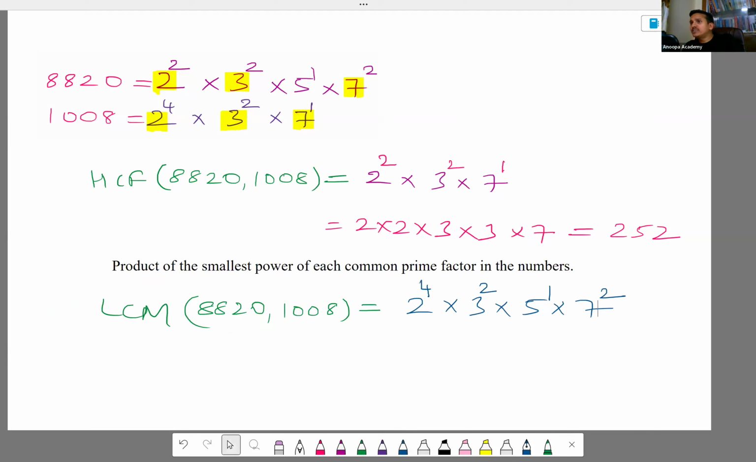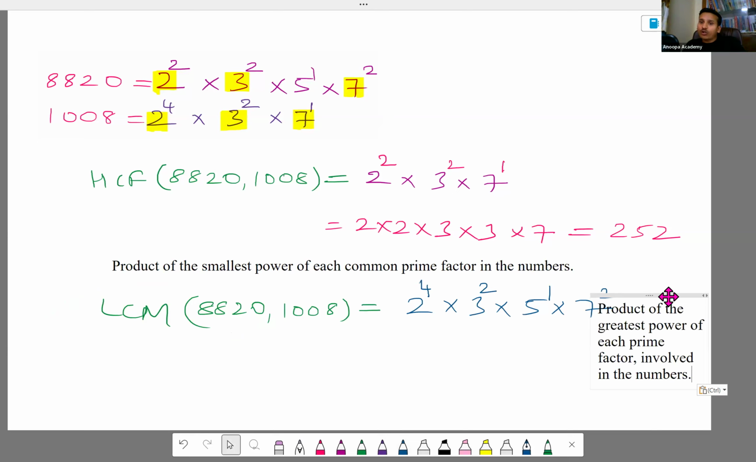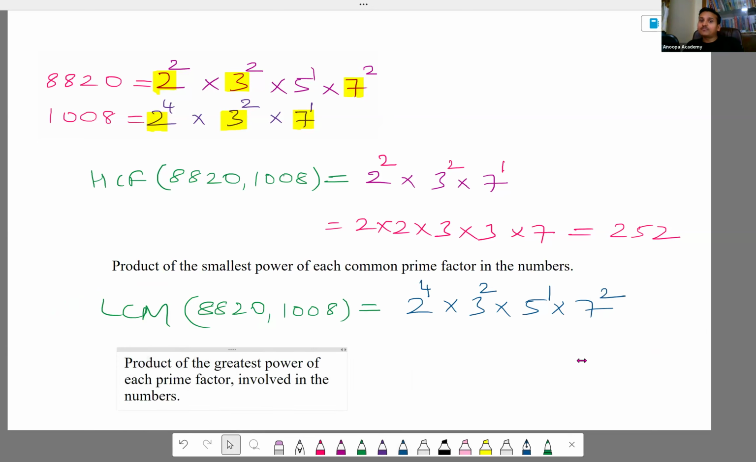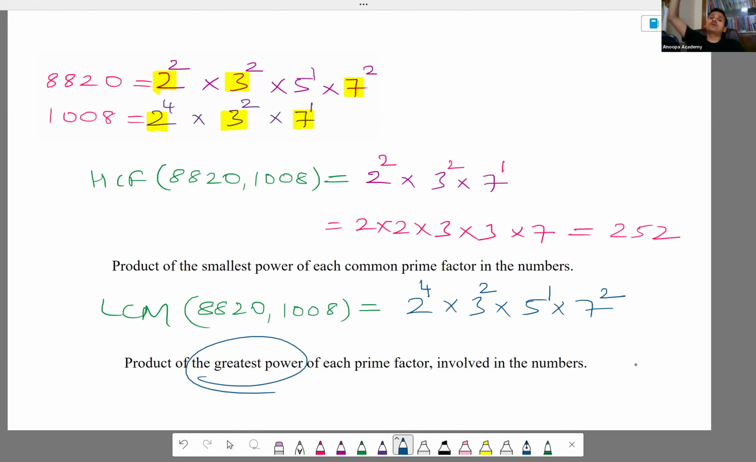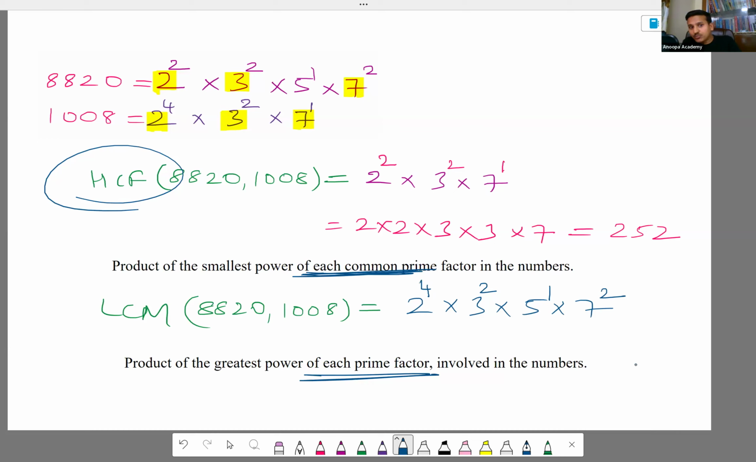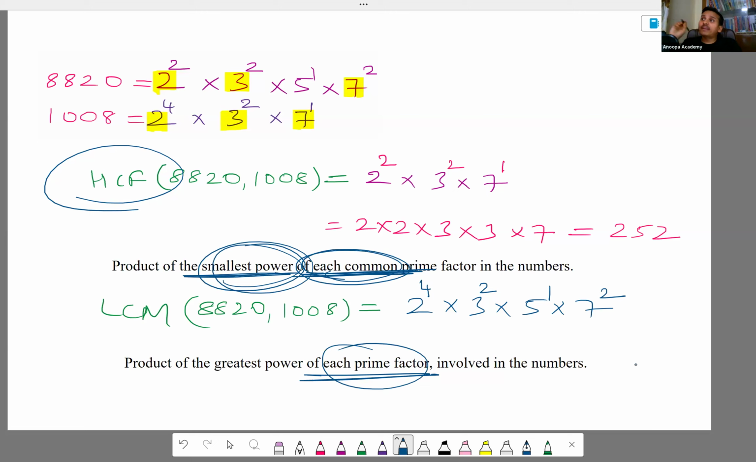So while taking the LCM, we don't take common. We have to write all the prime factors and put the highest power. This is what is given in NCERT: product of the greatest power of each prime. In HCF we have to take common and put the smallest power of each of them, whereas in LCM we take every prime factor, no common, and put the greatest power and then multiply. Yes or no, everyone?